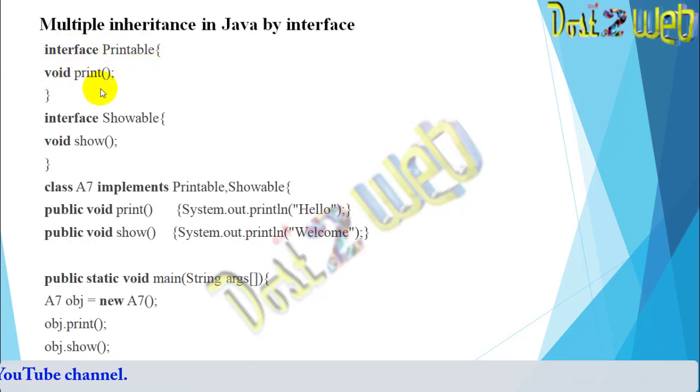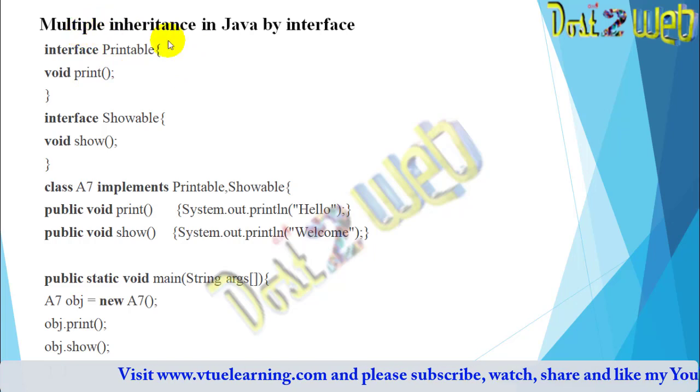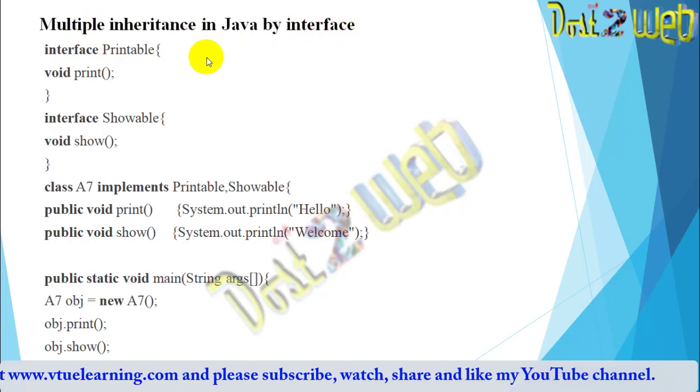Here you are creating one interface, Printable, and you are creating another interface, Showable. Two interfaces there. Now you are going to create another class where you implement both interfaces. If you don't remember multiple inheritance, we know that in Java multiple inheritance is not supported directly, and if you want to use it, you have to use the interface concept.